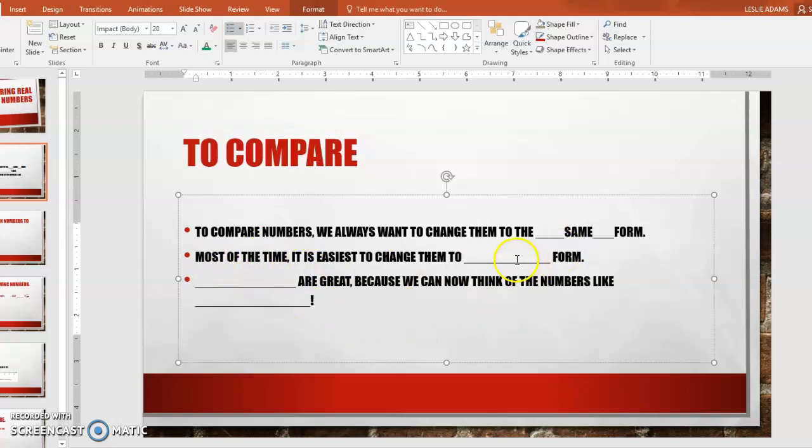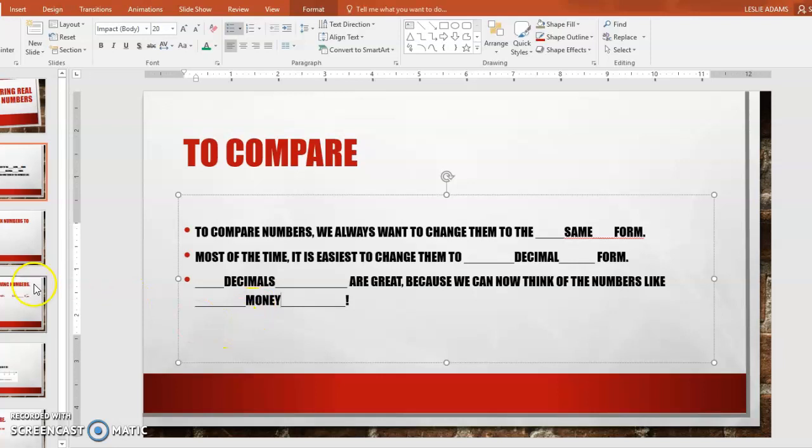Most of the time, it is easiest to change them to decimal form. The great thing about decimals is that we can think of the numbers like money. We all like money, right? And we all understand more or less money. So that helps. If you need to pause the video at any point to fill in or write anything down, then please make sure you do that.